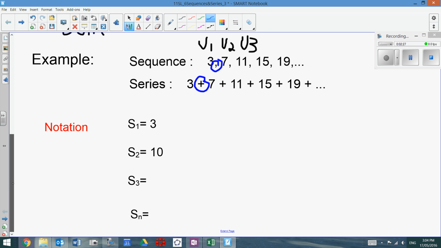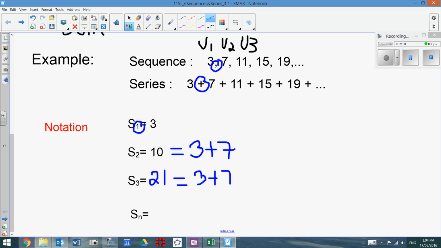For our example, the sum of the first term only would just be 3. The sum of the first 2 terms would be 3 plus 7, so that's where we get 10. The sum of the first 3 terms would be 3 plus 7 plus 11, so we'd get 21, and so on and so forth. We could do this for as many terms as we want, and it all depends on what that n value is. So the n denotes the number of terms, not the value of the term itself.